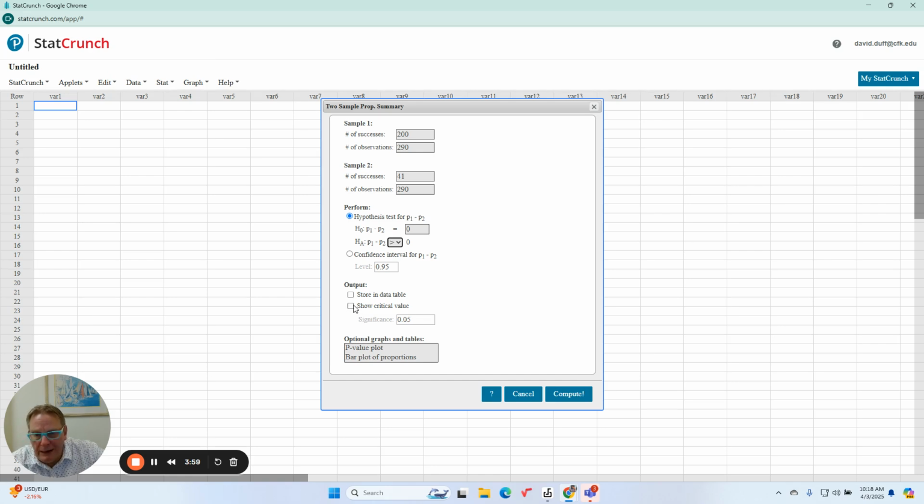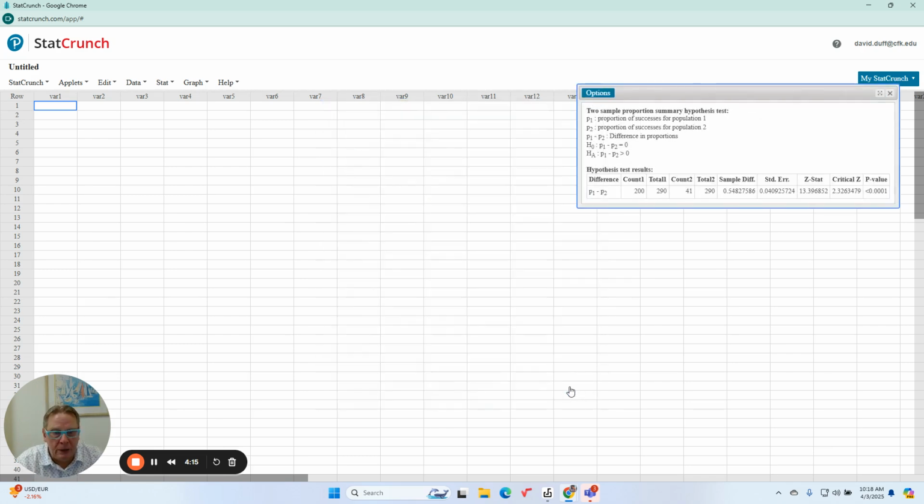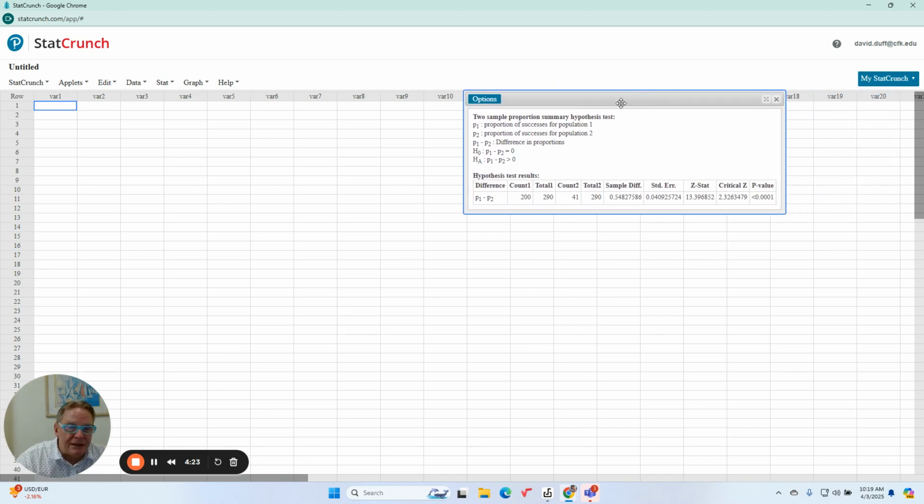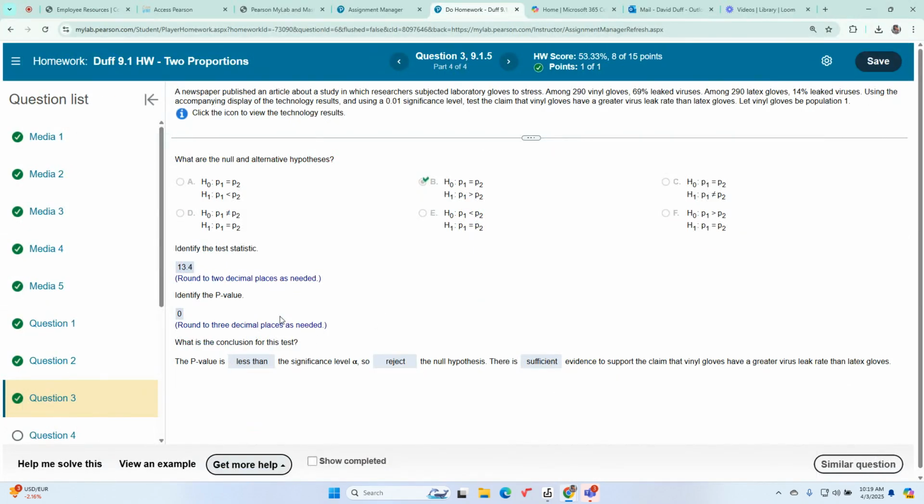And then, we don't have to do this, because we're just going to compare the p-value to the alpha level 0.01. But I like to show the critical value and then change this significance level to 0.01. And then I hit compute. And as you see, we have a z-statistic of 13.4. And we have a p-value of 0.0001. And that's what we're going to enter into here.